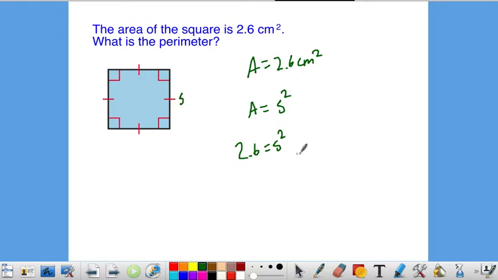So going back to algebra, how you undo squaring something is you take the square root. So we're going to take the square root of 2.6. That's going to equal one side. So we're going to put that in our calculator. The square root of 2.6 is about 1.61.